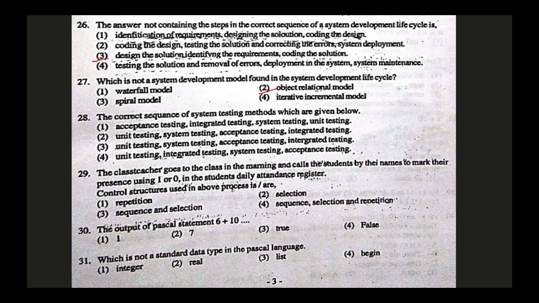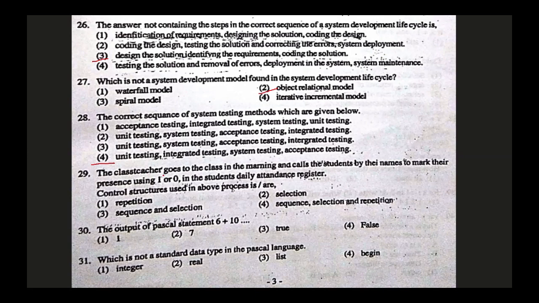Question 28, the correct sequence of system testing methods given below. We have to remember these testing methods: unit testing, integrated testing, system testing and acceptance testing. The first 3, unit testing, integrated testing and system testing, are done by the system developer or the analyst, but acceptance testing is done by the user. You have to remember this, because there are always questions from here. So this is the correct sequence.